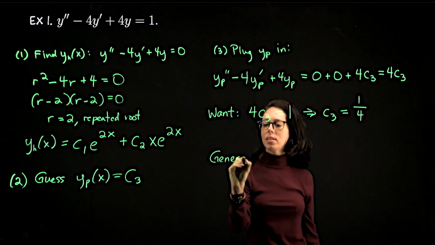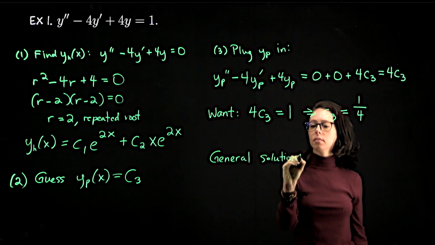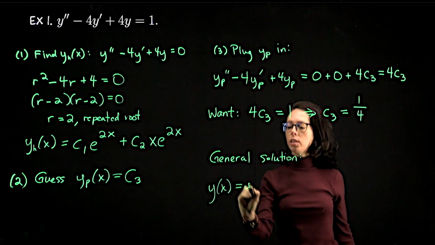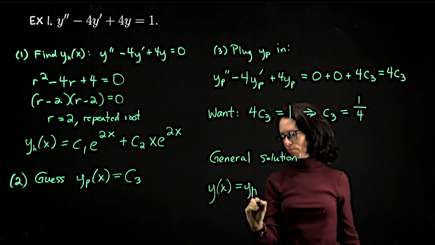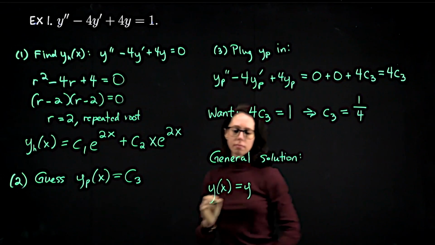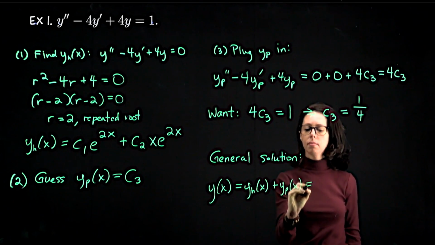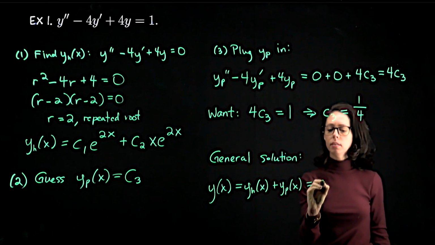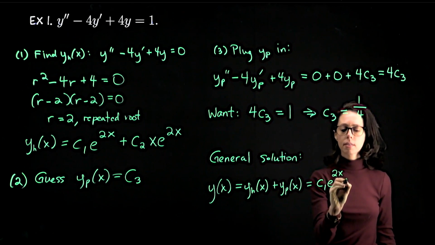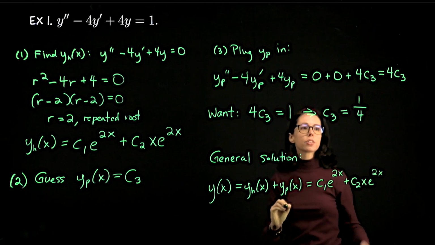So the method of undetermined coefficients brings us here. The general solution to this differential equation is y of x equals the homogeneous part. Oops, that's supposed to be an h. Okay, I'm going to try that again. The homogeneous part plus the particular solution, which is going to look like c1 e to the 2x plus c2 x e to the 2x plus the particular solution of 1/4.